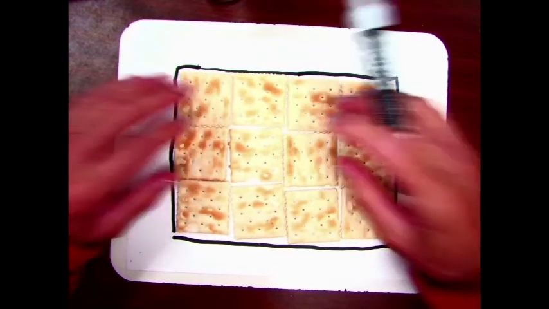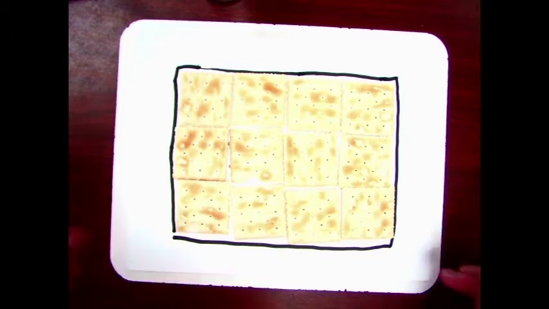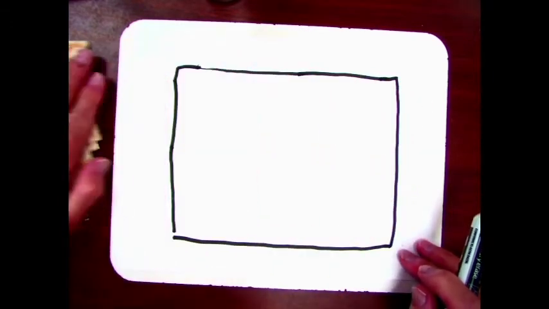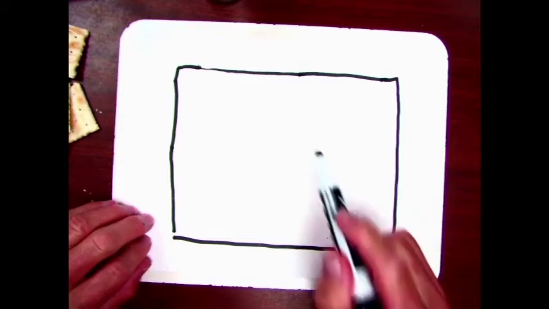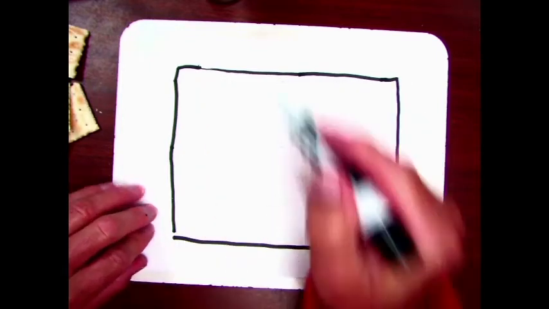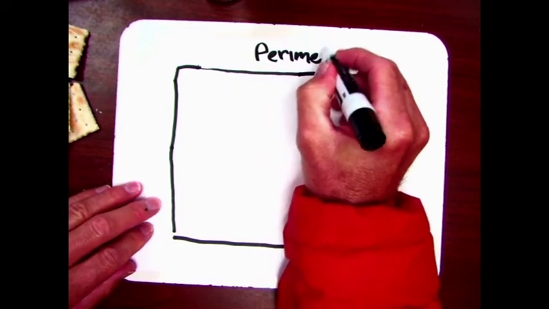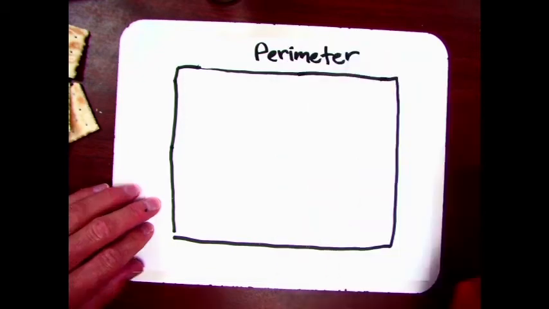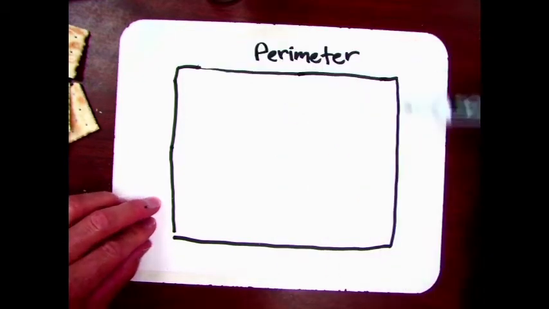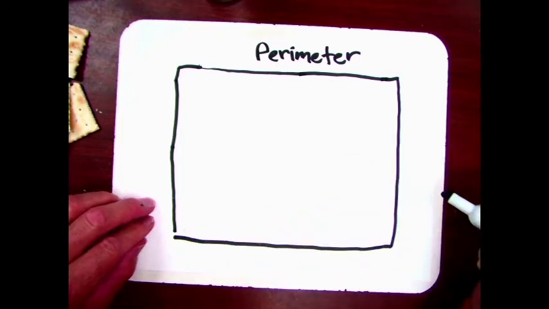Okay, so this is not easy to do. It's a little bit messy. But you can see I drew a line around my crackers. That's the perimeter of this arrangement. So I'm going to remove my crackers and just leave the line. I'm not focusing on the center. I'm just focusing on the line on the outside. This is our perimeter. Now we can measure our perimeter, and it's just as important to know the perimeter as it is to know the area.